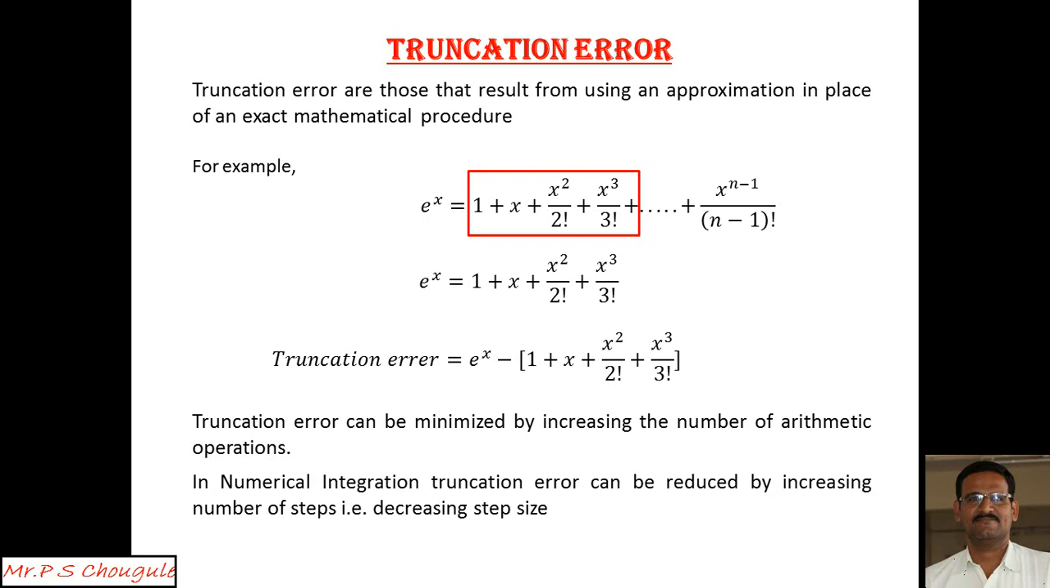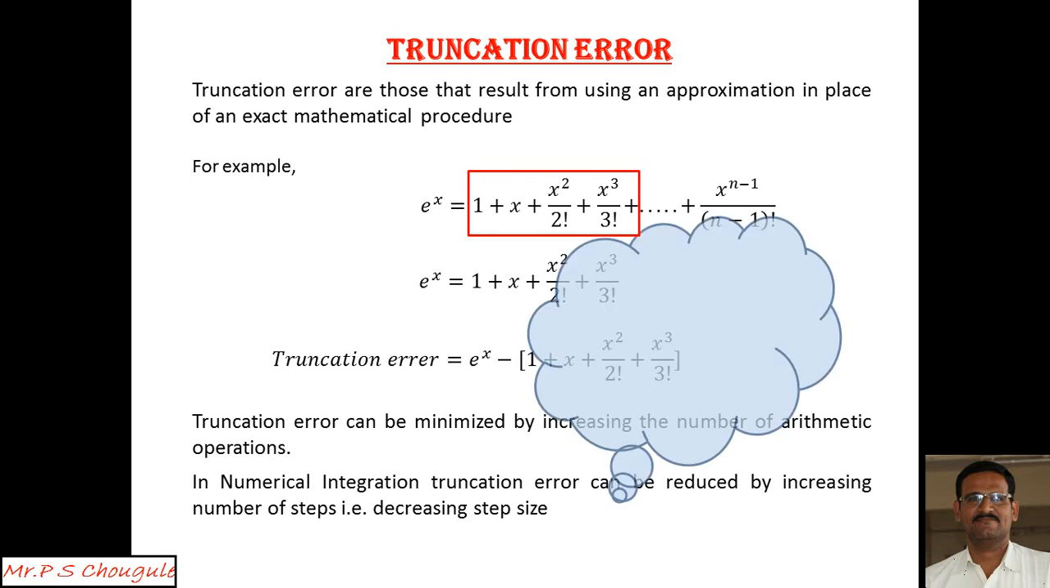That ultimately means what? In numerical integration, truncation error can be reduced by increasing the number of steps. Means the number n which we need to increase, or we can say the step size, which is nothing but h. We need to adjust that step size so that there will be more arithmetic operations and the truncation error will be reduced.